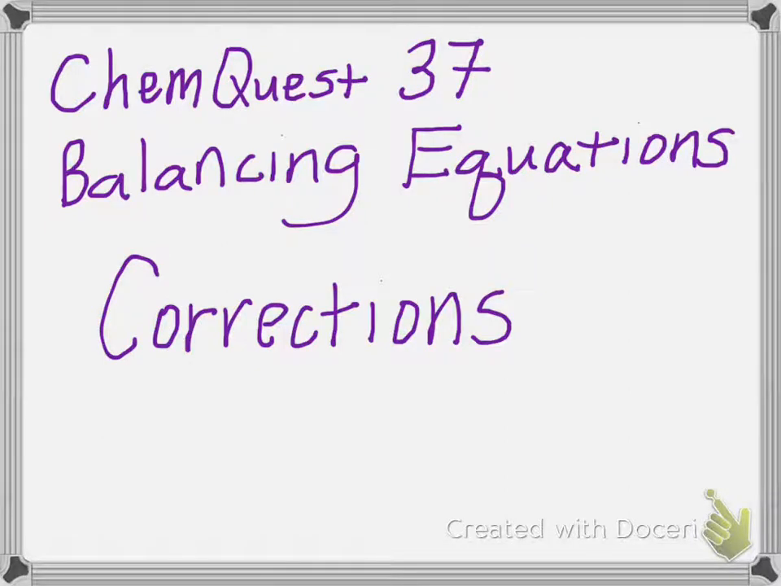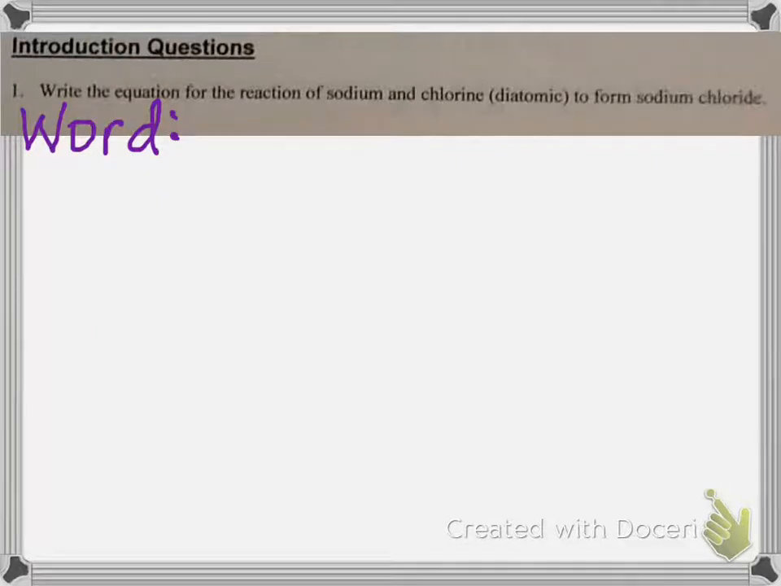Good morning, chemistry students. Here are the corrections for going over ChemQuest 37, balancing equations. Question number 1 asks you to write the equation for the reaction of sodium and chlorine to form sodium chloride.